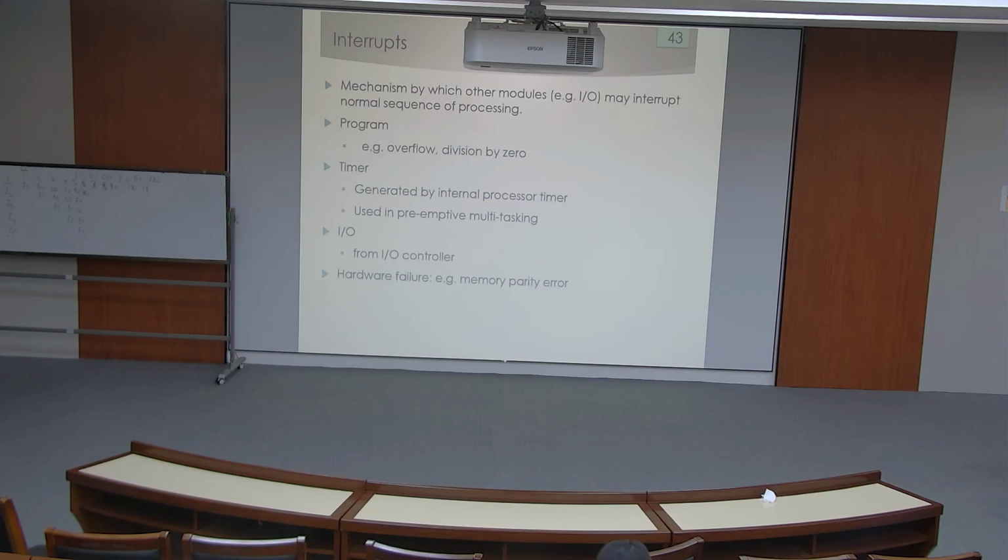Now, interrupt. Interrupt is a mechanism which happens when other modules like input-output may interrupt the normal sequence of processing. Let's say there is an input module that needs to get the attention of the microprocessor, then it sends an interrupt. We have different types of interrupt: program interrupt, for example overflow, division by 0, timer. We have input-output interrupt. This is from the input-output controller, input-output modules.